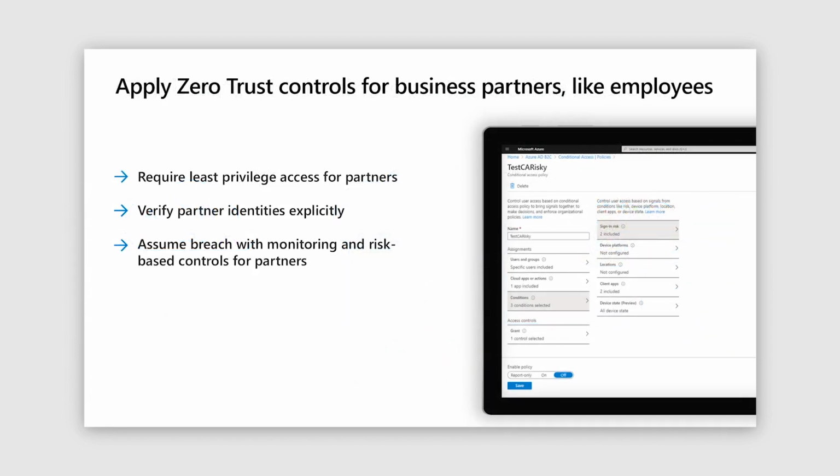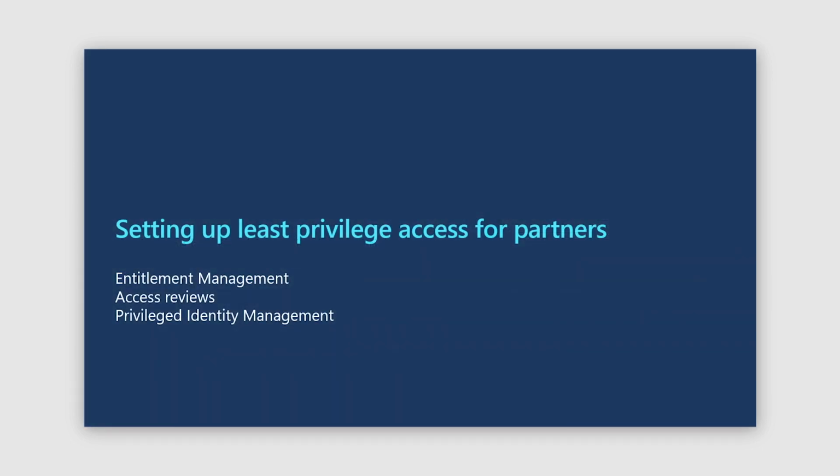As Nitika mentioned, Zero Trust has 3 core principles. With Azure AD governance features, you can require least privilege access for your business partners. And then using conditional access and identity protection, you can explicitly verify that access and enforce policies, including risk-based policies. Let's take a look at how we do this. Let's start with our identity governance features. This includes entitlement management, access reviews, and privilege identity management.